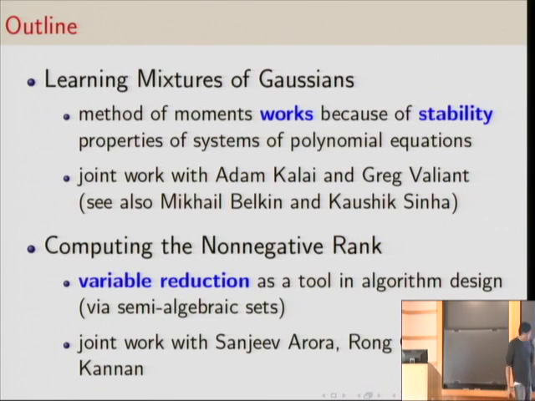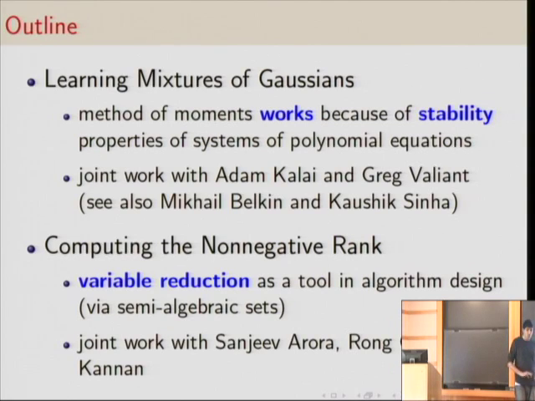And in fact, now what I'd like to tell you about is another problem in which systems of polynomial equations can be exploited for algorithmic purposes, and that's the problem of computing the non-negative rank of a matrix. What I'll be telling you about in the remainder of the talk is based on joint work with Sanjeev Arora, Rong Ge, and Ravi Kannan.